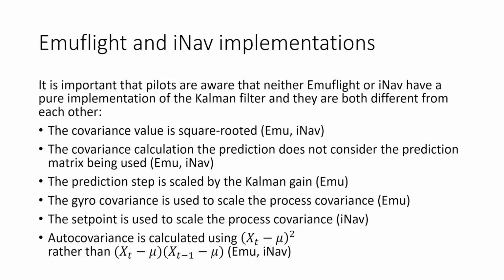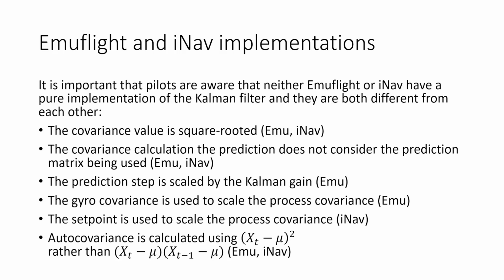The prediction step in Emuflight is scaled by the Kalman gain. That's not something you would see in a typical Kalman filter at all. And also the covariance of the gyro is used to scale the covariance of the process. Now, there's no reason why the covariance of the gyro should be linked to the covariance of the process. So in a traditional Kalman filter, you wouldn't use one variable to scale the other because they're quite independent of each other. The set point in iNav is used to scale the process covariance.